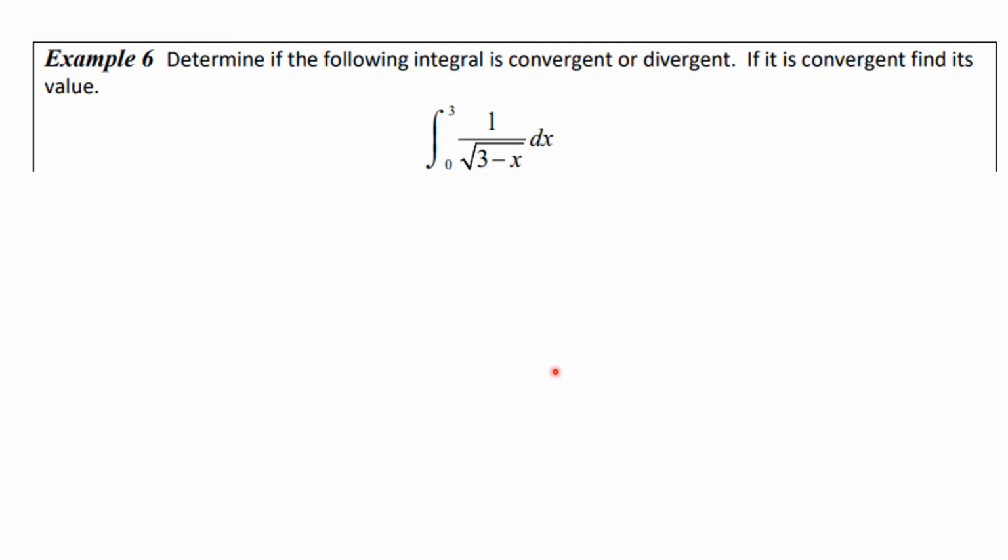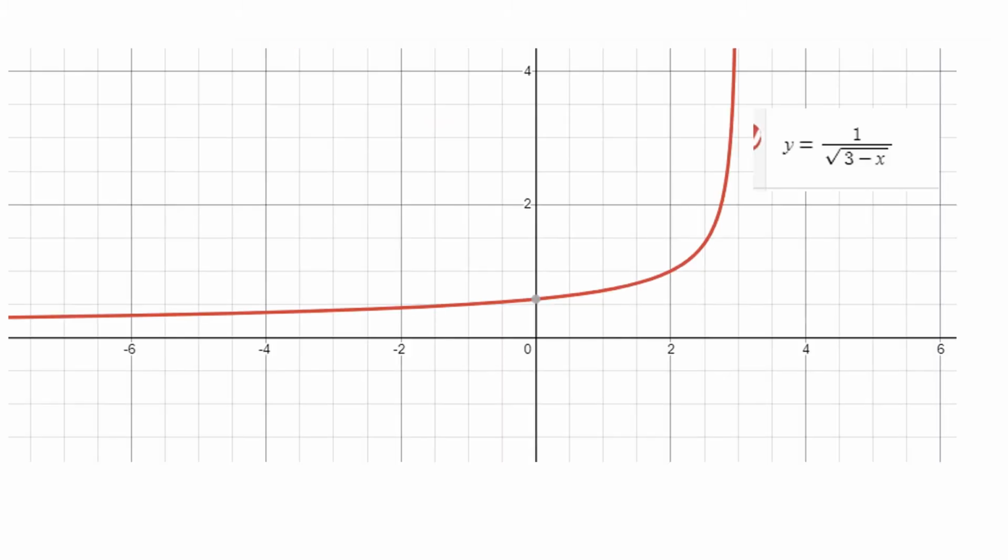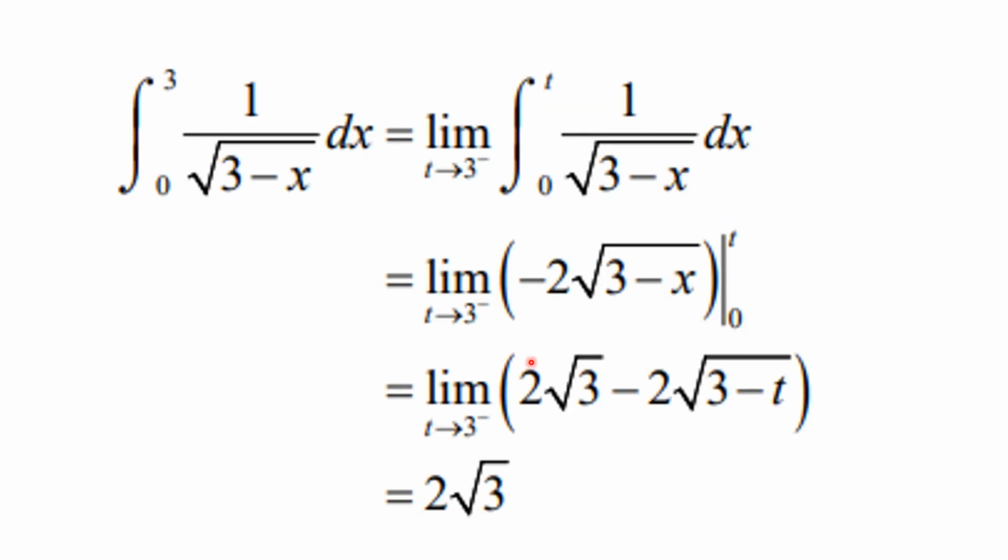Determine if this integral is convergent or divergent, and if it is convergent, find its value. So we're integrating from 0 to 3, 1 over the square root of 3 minus x. We usually start by thinking about, well, what's the graph of this like? And you see that this goes off towards infinity when x is equal to 3. So that's where we're going to have to put the limit.